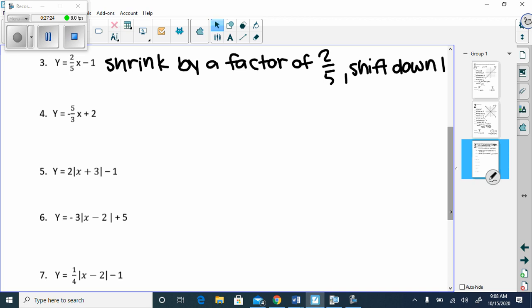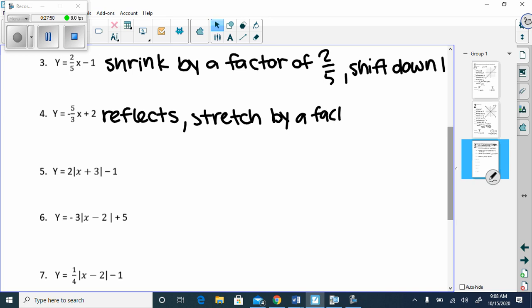Okay. Number 4. Negative in front, what does that tell us? Good. Okay, 5/3. Is that bigger or smaller than 1? Bigger, so it's a good. So stretch by a factor of 5/3. What's the last piece tell us? Good.